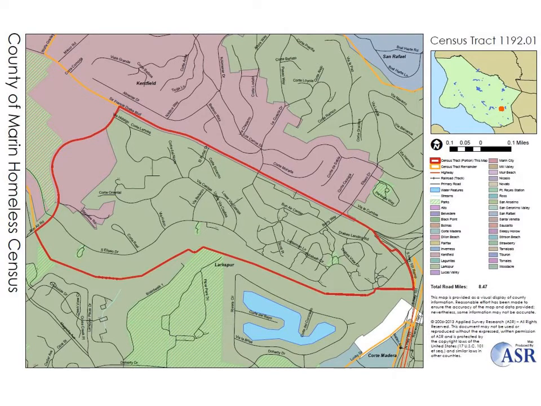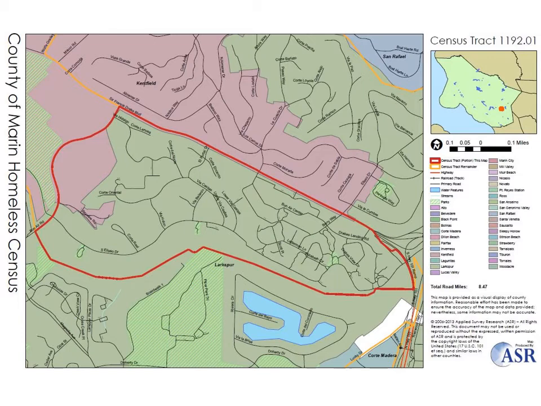All right, here we have a slide that is a sample of one of the maps you will receive on the morning of the count. It's a sample of Marin County Census Tract 1192.01. It's printed out in color, large, so you can see all the street names. Depending on the size of your map area, it's possible that your team will receive more than one map.